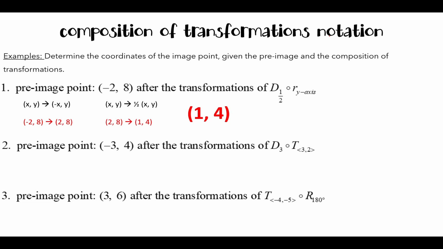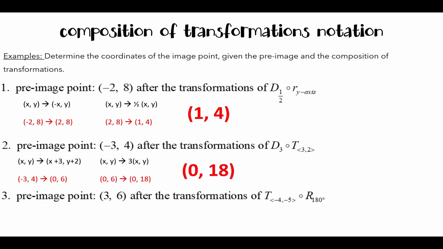Let's look at example number 2. So we have a pre-image point of -3, 4, and the composition of transformations is a dilation of 3 following the translation of 3, 2, the vector form 3, 2. So if we change that vector form into coordinate form, we're going from x, y maps to x plus 3, y plus 2. So we're taking that pre-image point, -3, moving it right 3 to a coordinate point of 0. And then we're going up 2, so we're changing that coordinate point of 4 up to 6. And then from that 0, 6 point, we're going to dilate it by a scale factor of 3. So for your x value, 0 times 3 is still 0. For your y value, 6 times 3 is 18. For a final answer for our image point of 0, 18.